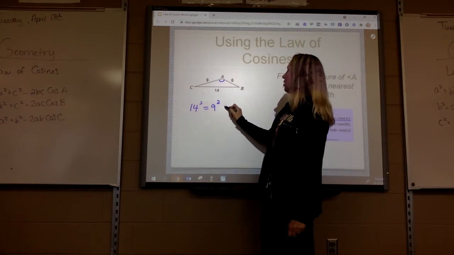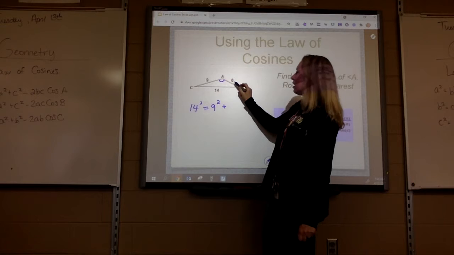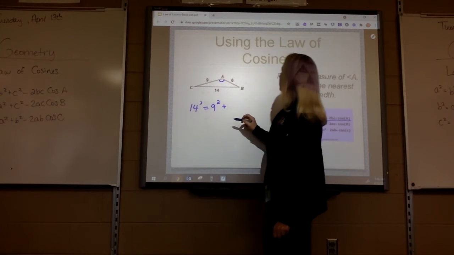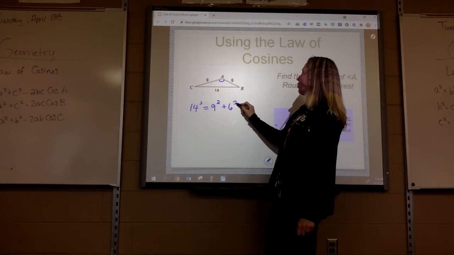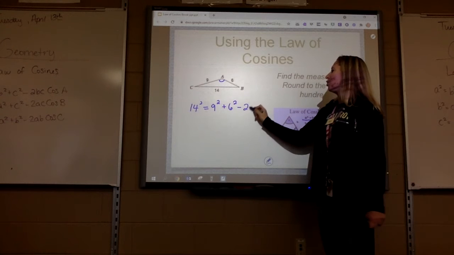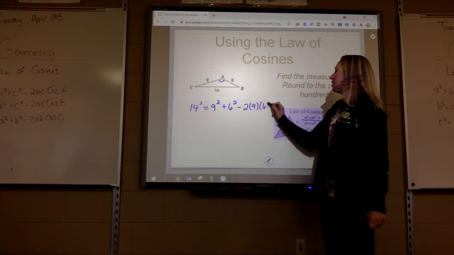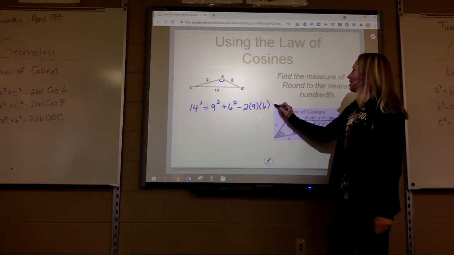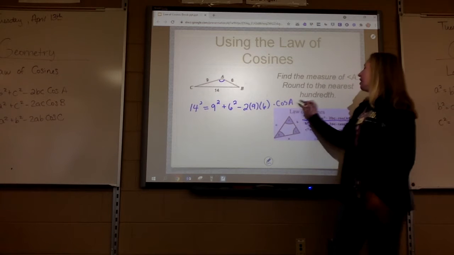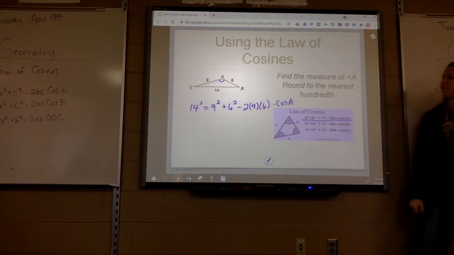9 squared plus, I've got to do this side. I can't read that number. 6. Thank you. 6 squared minus 2 times both of those numbers. And then it's times cosine A. I don't know that angle, so I just have to leave it. So we've got a little bit of calculator work.